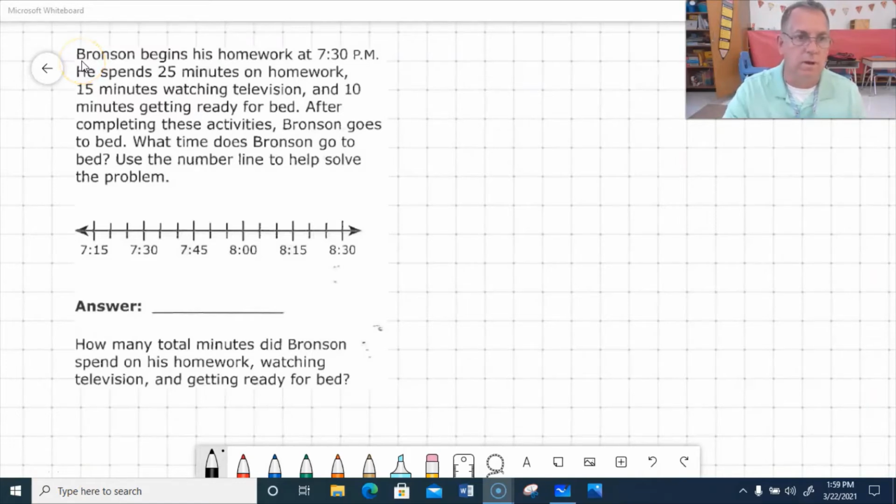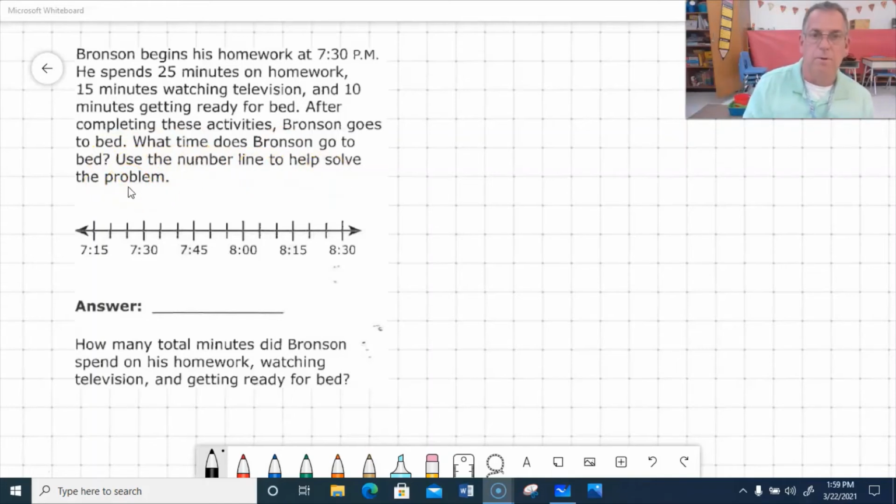Okay, go and follow along as I read. It says Branson begins his homework at 7:30 p.m. He spends 25 minutes on homework, 15 minutes watching TV, and 10 minutes getting ready for bed. After he completes these activities, Branson goes to bed. What time does Branson go to bed? Use the number line to help solve the problem.